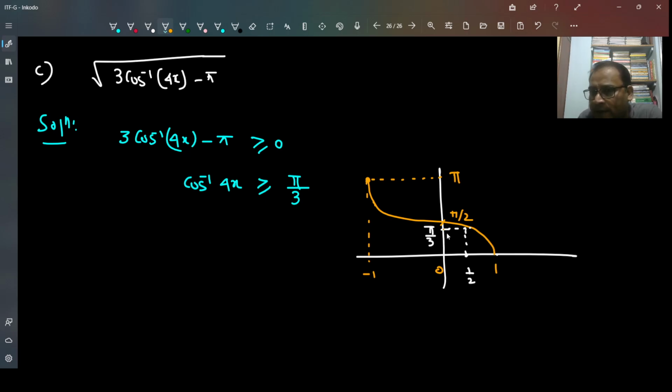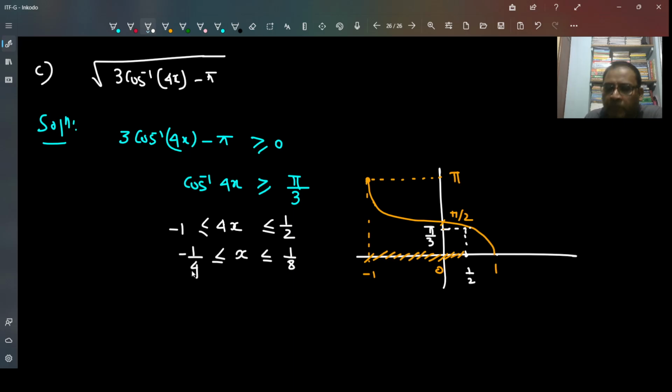I have to find those x for which it runs from pi by 3 to pi. You notice that those x are from minus 1 to half. Therefore, from here 4x will be from minus 1 to half, so x equals minus 1 by 4 to 1 by 8. These are the values of x for which cos inverse 4x is always greater than or equal to 60 degree.